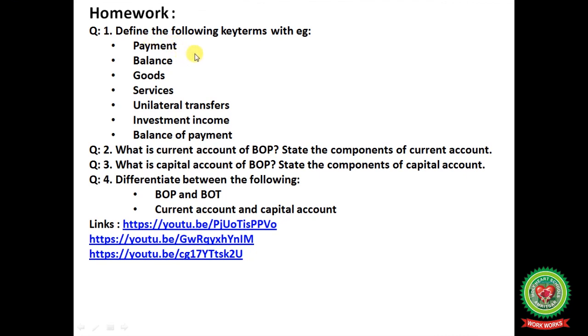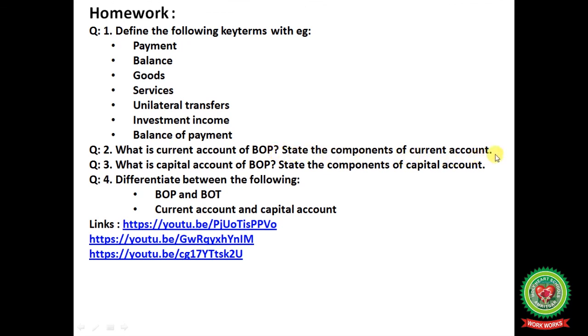Hope students you all have understood the topic that we have discussed. Now it's time to note down the homework. Question number 1 is define the following terms with examples: payment, balance, goods, services, unilateral transfer, investment income, balance of payments. Question number 2 is what is the current account of balance of payments?